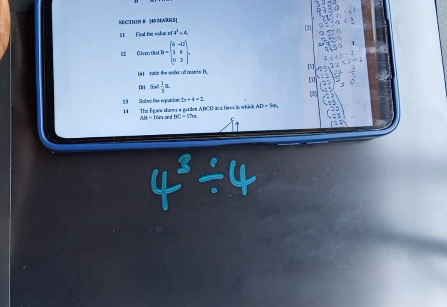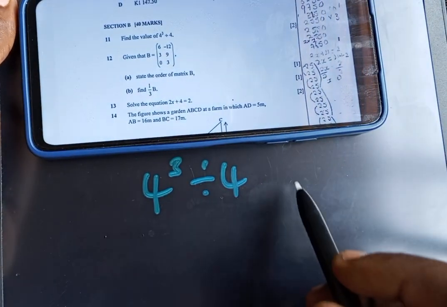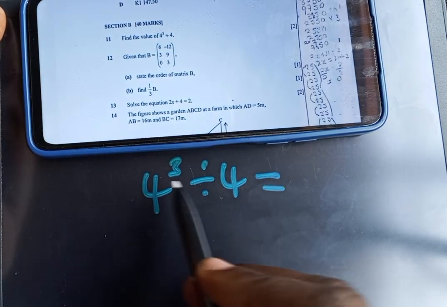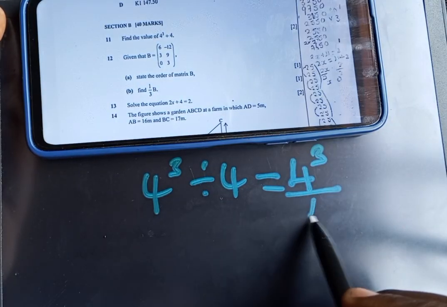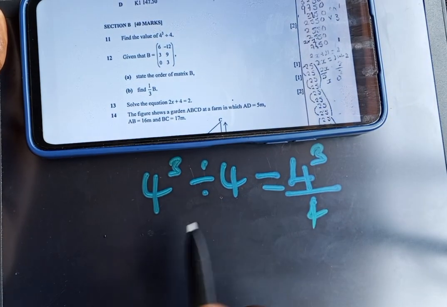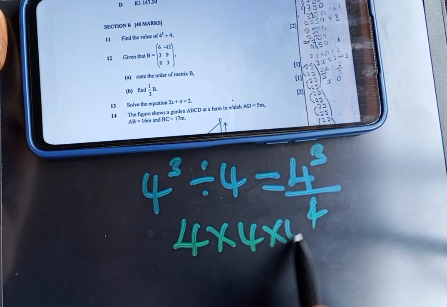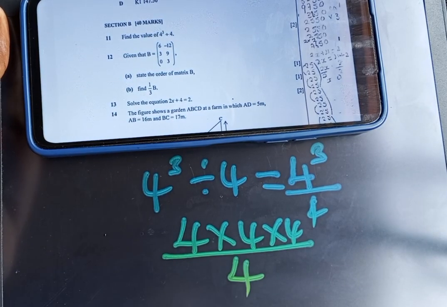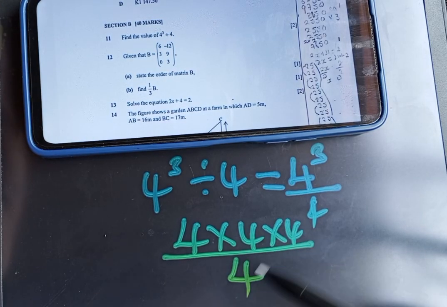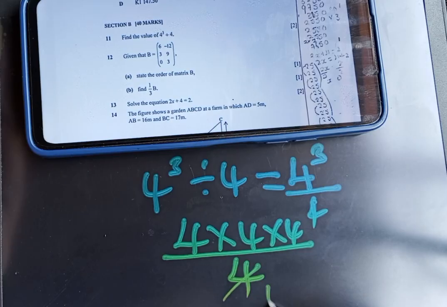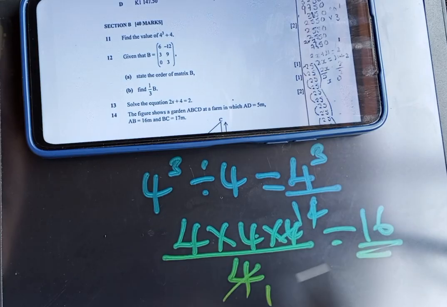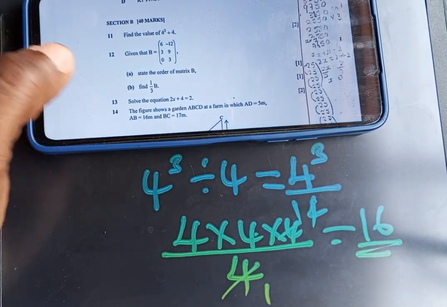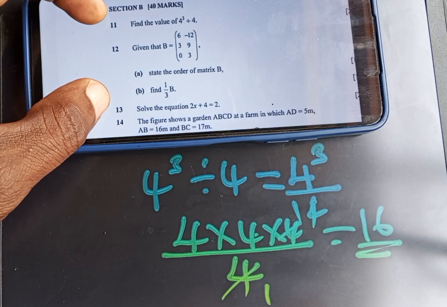Divided by 4. This one can be written very simply as 4 to the power 3 over 4, which can be written as 4 times 4 times 4, all over 4. There's a rule which says that when you have the same thing on the numerator and the denominator, you can simply eliminate it. So this 4 here becomes 1, and this 4 here becomes 1. What remains on the numerator is 4 times 4, which is 16. So for question 11, the answer is 16.